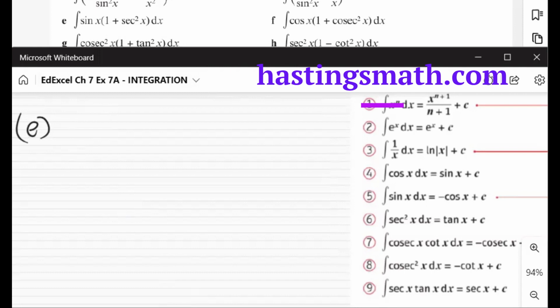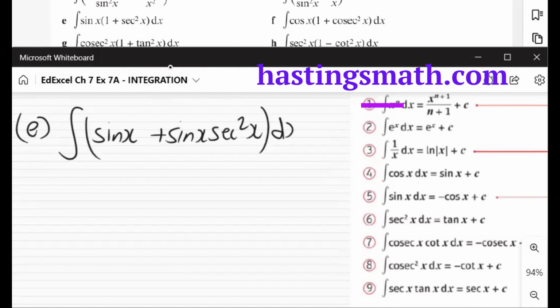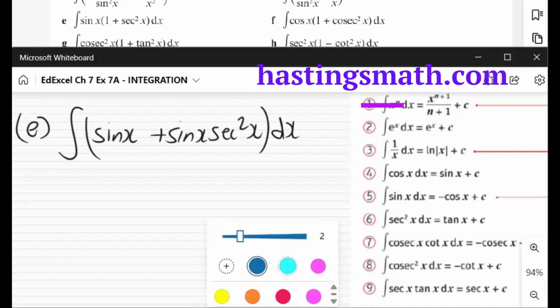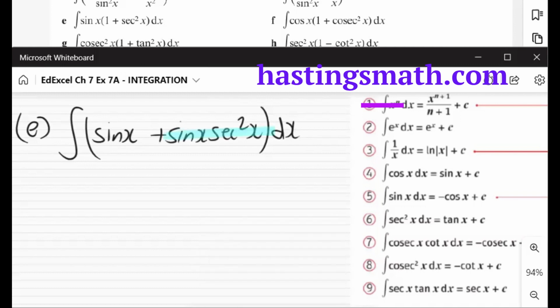I see they actually already took it out. So they've reversed it. So first, question 2E, you first times it in. So sine x plus sine x sec squared x, with respect to x. Okay, where I foresee a problem when I look at this, obviously, would be this funny looking thing. We have a sec squared x. We don't have a sine sec squared x.